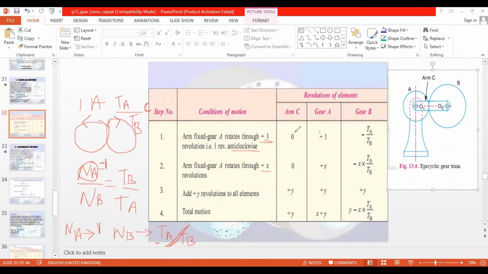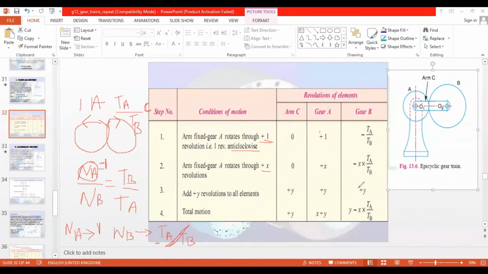So here, Y plus 0, that is plus Y. When the arm was not rotating, only A was rotating, that is X rotation. Now the arm is also rotating, that is Y rotation. So here we will add X plus Y. X is the movement of A and Y is the movement of the arm, totally X plus Y. On this gear B, if the arm is not rotating and only the gear is rotating, I had X into TA by TB, minus, because this is the opposite direction.